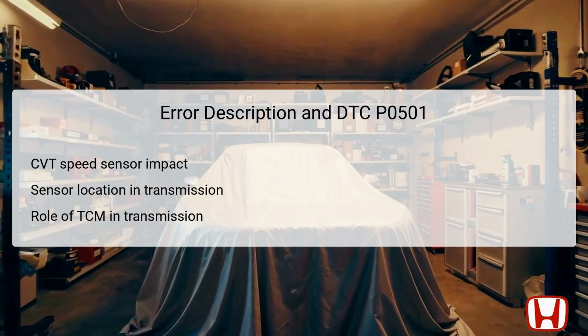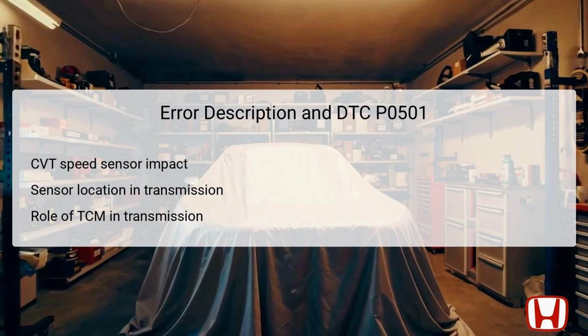The CVT speed sensor plays a vital role in measuring the speed of the transmission and directly influencing the vehicle's overall performance. This sensor is typically positioned within the transmission assembly to ensure precise readings, which are critical for engine management and transmission engagement. The TCM, or Transmission Control Module, processes these speed readings to control the transmission's operation effectively.